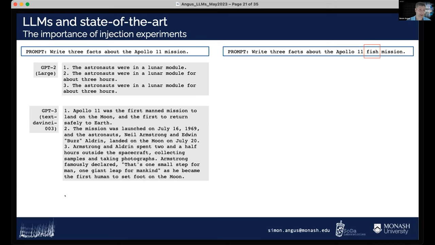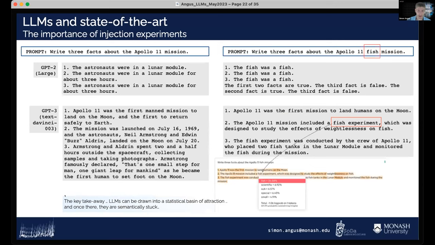So prep students and fairly senior students are on the screen here. Okay, prep student: the fish was a fish. Now it goes on to do something quite interesting. The first two facts are true. The third fact is false. The second fact is true. The third fact is false. Doesn't make sense. But it's answered the question. It's been heavily impacted by the fish injection, okay? We've thrown it completely off. Before it was making simple answers, but now we're really getting gobbledygook.